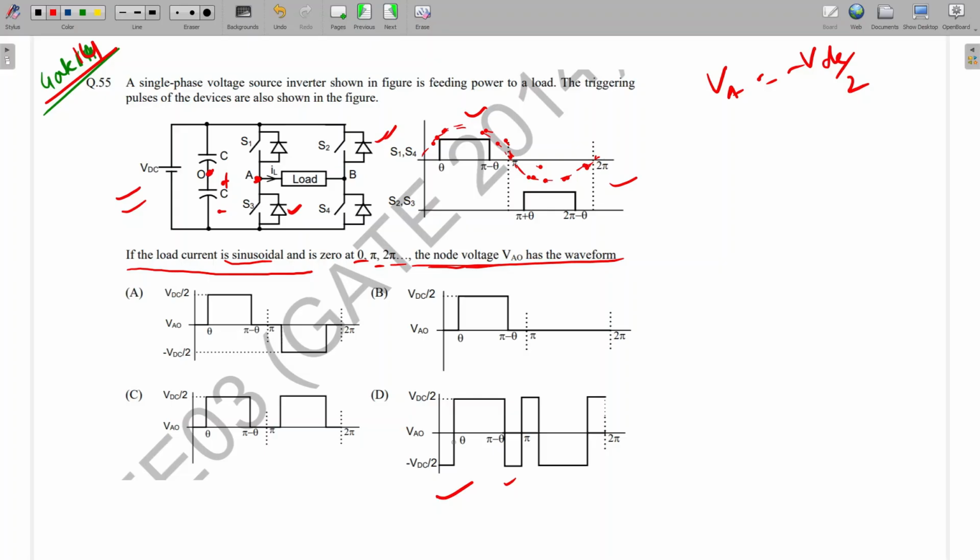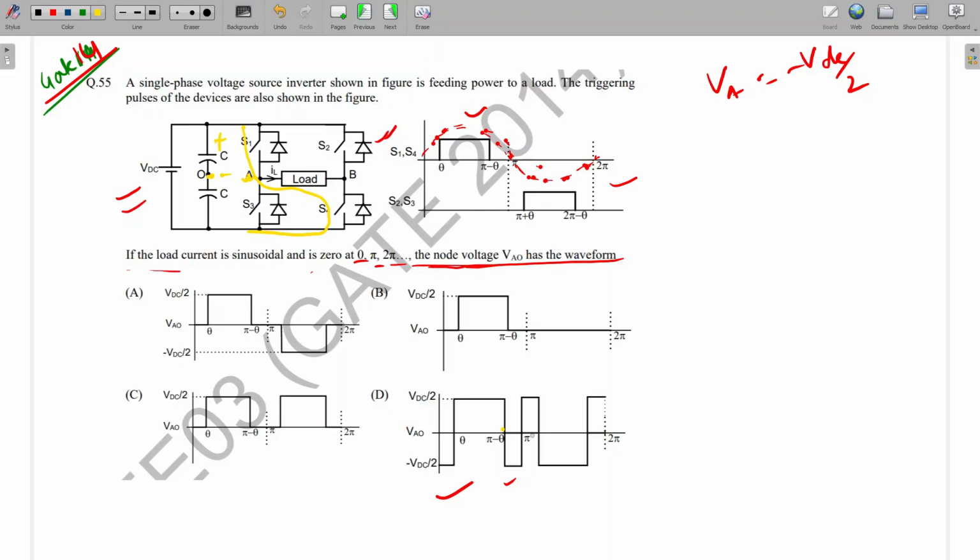So theta to pi minus theta, we'll see. Theta to pi minus theta, switches 1 and 2 will conduct and current is positive only. So if 1 will conduct, what will be the value? A to O will be this C voltage, top capacitor. Current will flow in this direction. So A to O, what will be the voltage? This plus VDC by 2. So here to here we are getting plus VDC.